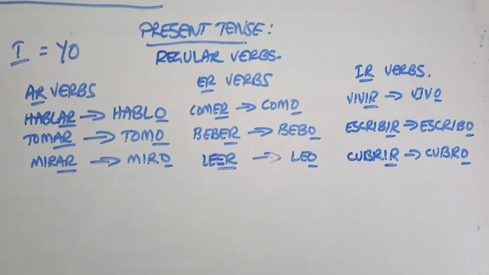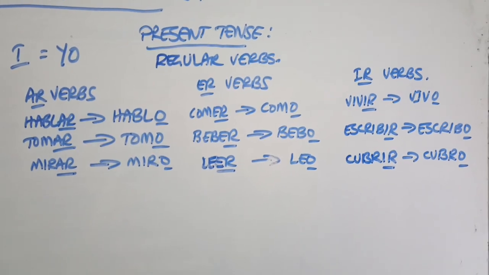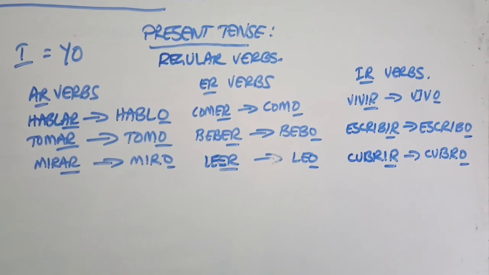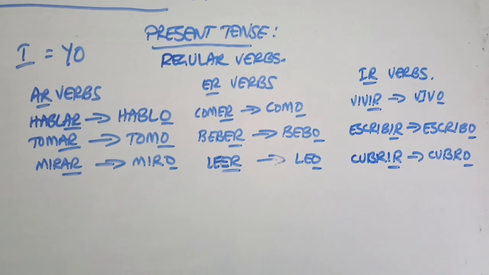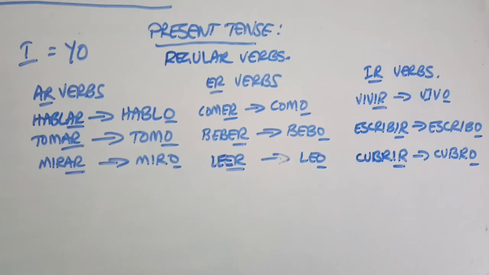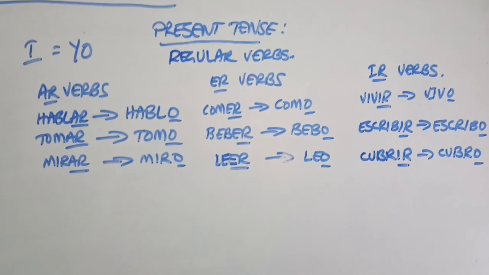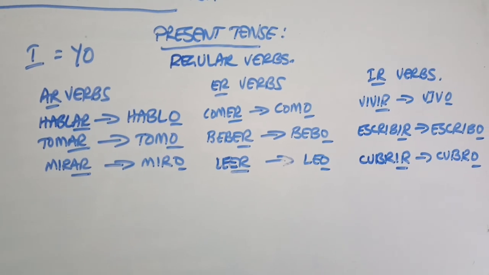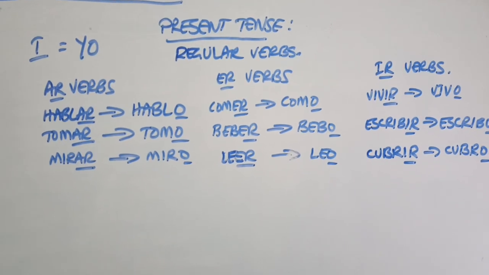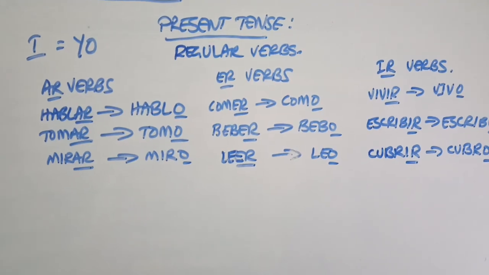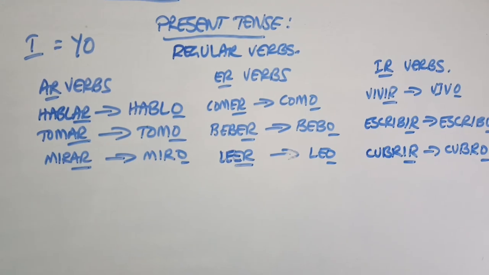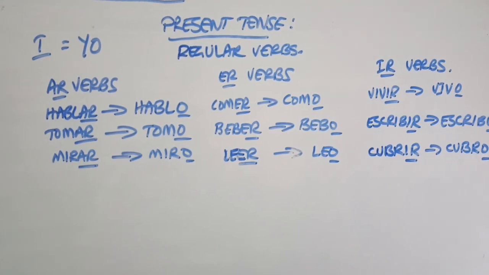AR, hablar. What is the rule? We remove the ending of the verb, which in AR verbs is AR. So we remove the AR and we add the O to it. Hablar becomes hablo or yo hablo. I speak. In Spanish, we don't mention the personal pronoun in the sentences or when we speak. Instead of saying yo hablo for I speak, we just say hablo. The yo is optional, it's not necessary to put.